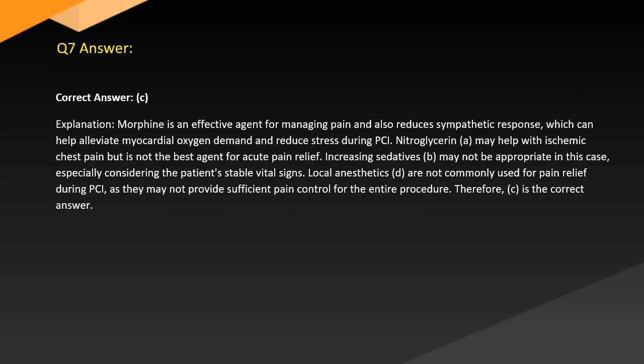Answer. Correct answer: C. Explanation. Morphine is an effective agent for managing pain and also reduces sympathetic response, which can help alleviate myocardial oxygen demand and reduce stress during PCI. Nitroglycerin (A) may help with ischemic chest pain, but is not the best agent for acute pain relief. Increasing sedatives (B) may not be appropriate in this case, especially considering the patient's stable vital signs. Local anesthetics (D) are not commonly used for pain relief during PCI, as they may not provide sufficient pain control for the entire procedure. Therefore, C is the correct answer.